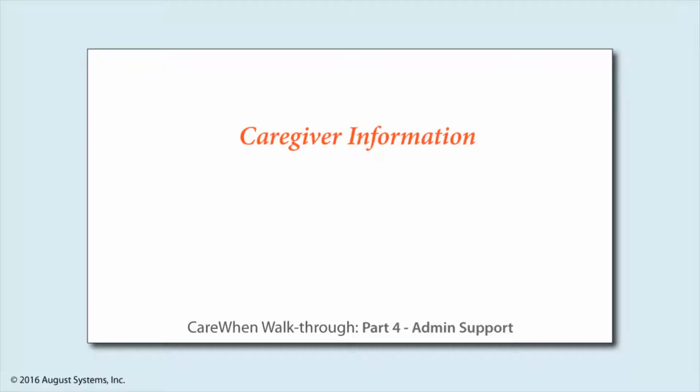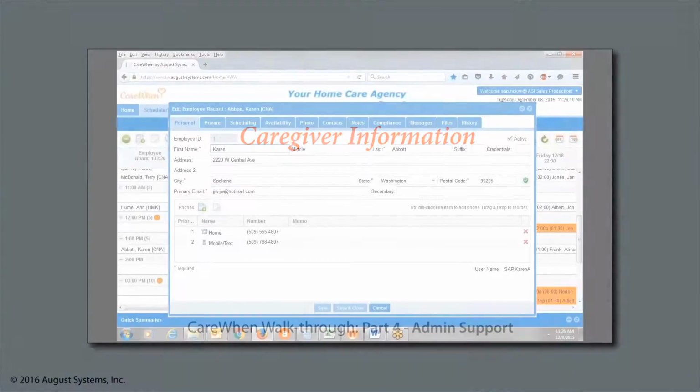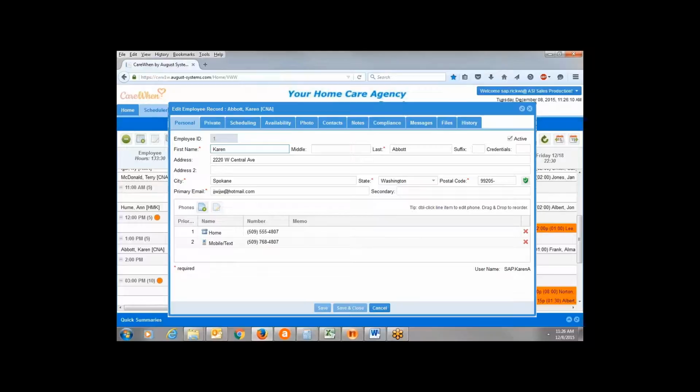Your home care agency also maintains a lot of information about every caregiver. Some of it is the same as client information, like name, address, and emergency contact. Some of it is different, like education, skills, and work preferences. The software uses caregiver information in scheduling shifts. Maggie and Bob also use it in day-to-day management.